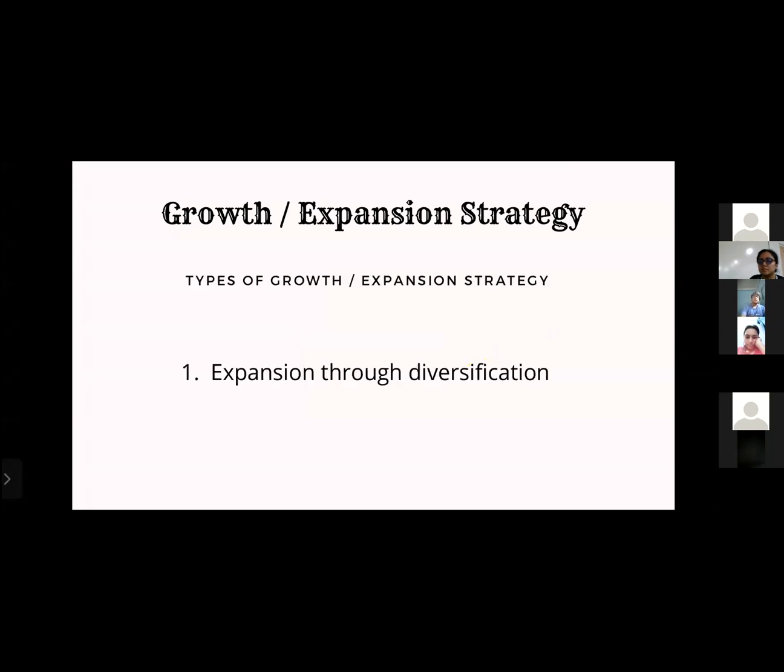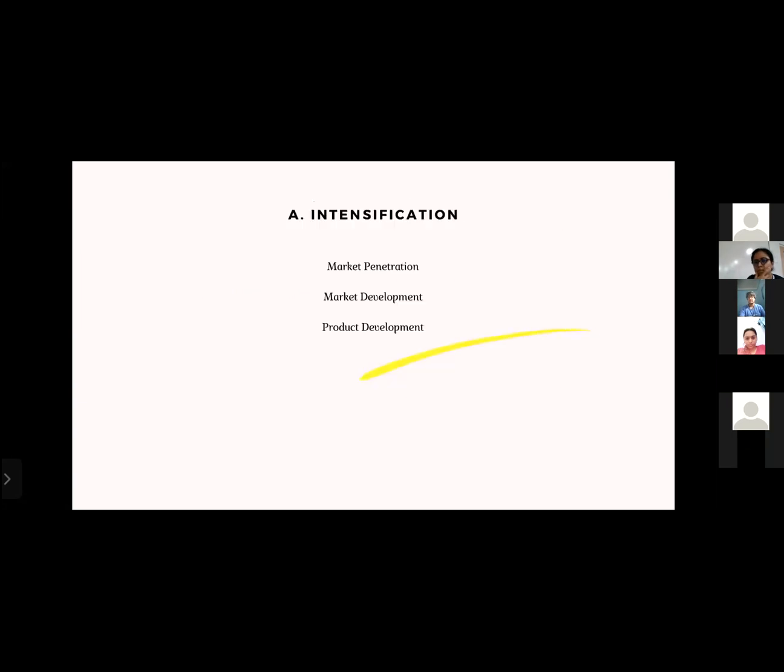Now, the expansion strategy has been categorized into a few categories. First of all is expansion through diversification. It is further divided into intensification.